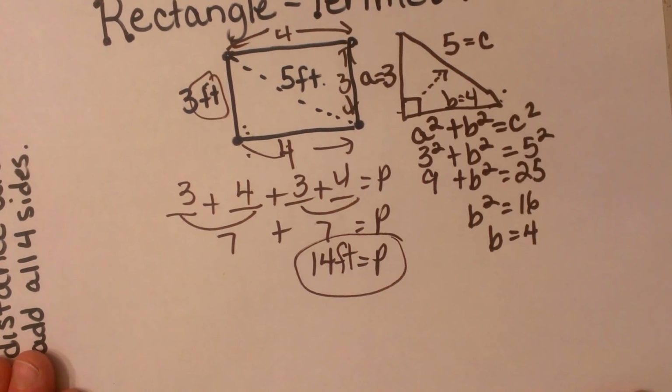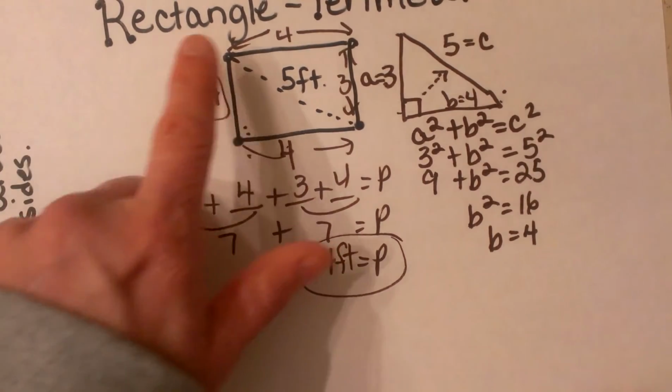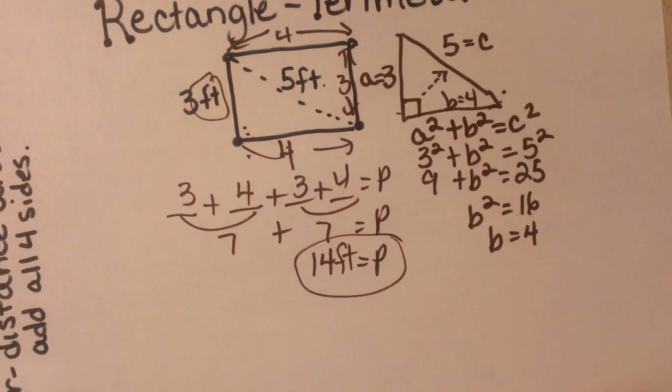And that's how you would find the perimeter given the diagonal and one of the sides of a rectangle.